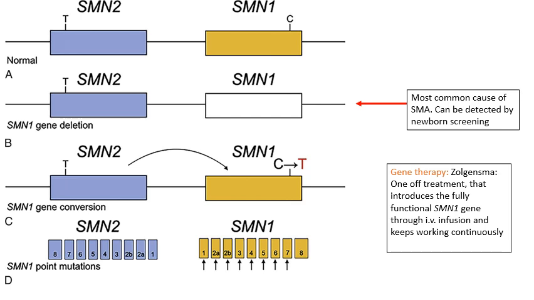So there is a new therapy called Zolgensma, which is gene therapy. It is a one-off treatment through intravenous infusion that introduces the normal, fully functional SMN1 gene in people who do not have a copy of this gene. And this gene seems to somehow integrate, and it keeps working continuously. So it's a major turning point in the treatment of SMA.